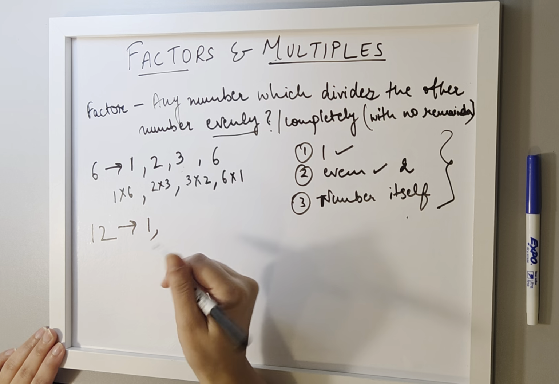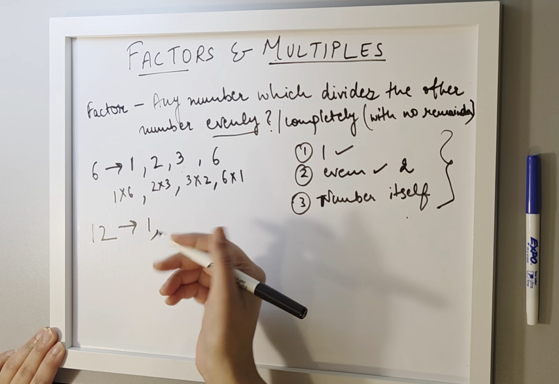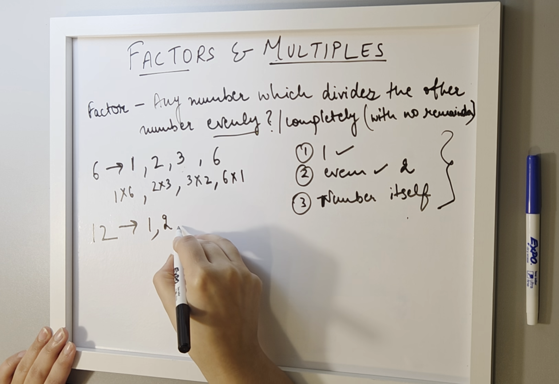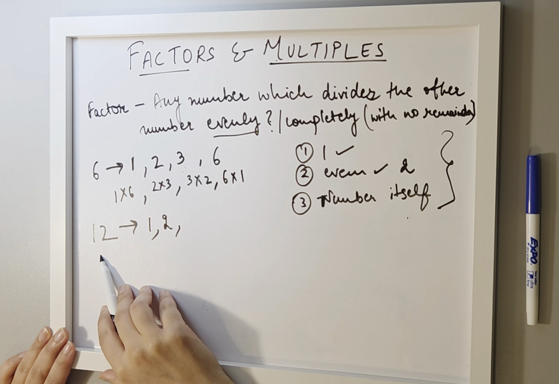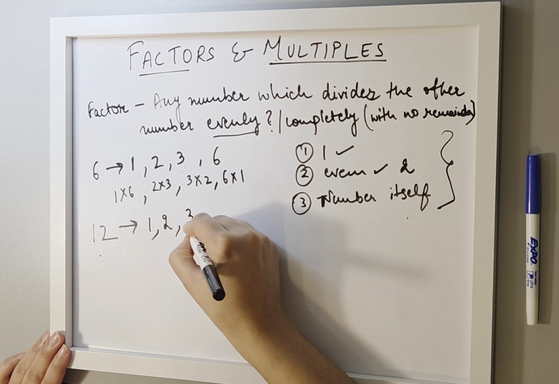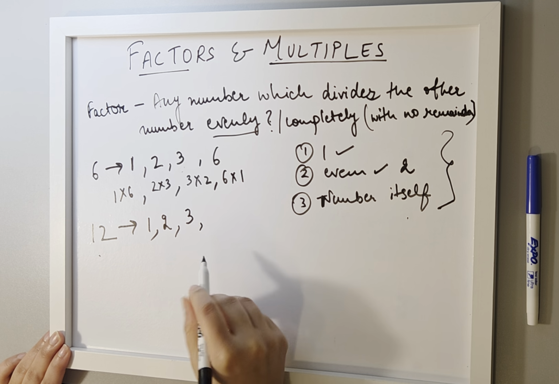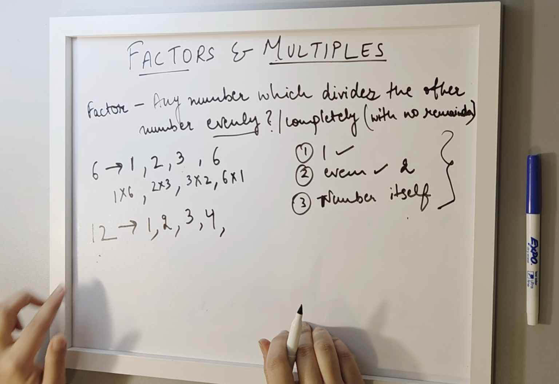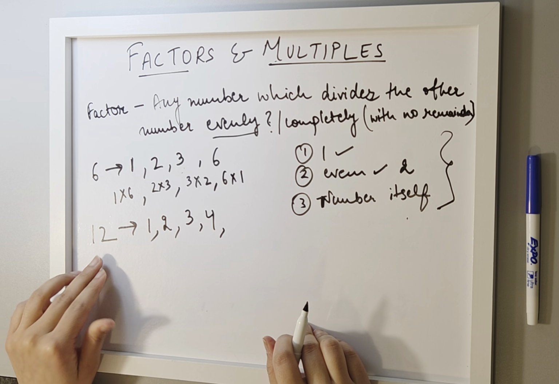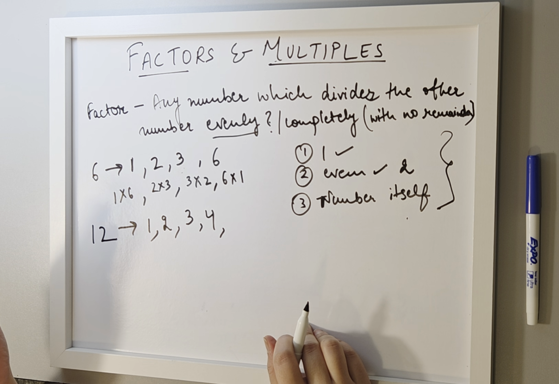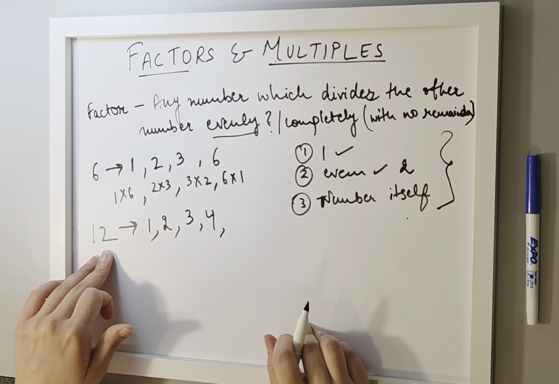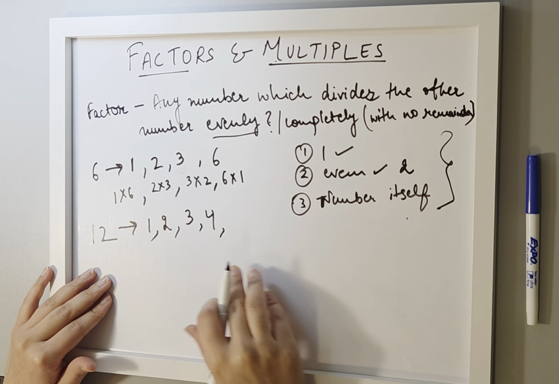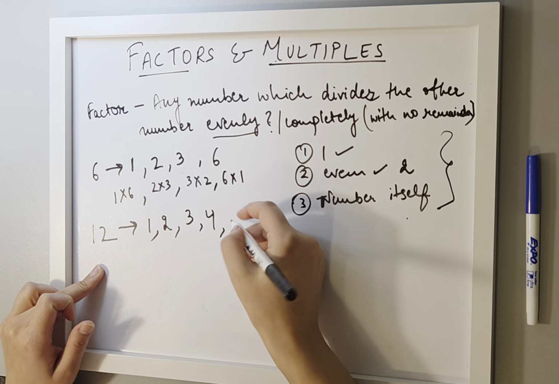Then 2, because it's an even number, and we know 2 into 6 is 12. So 2 is also a factor. Then 3, does 12 come in the table of 3? 3 into 4 is 12. So 3 is also a factor. Then 4, 4 into 3 is 12. 4 is a factor also. Then 5, no. All the values in the table of 5 either end with 0 or 5, so 12 doesn't come in the table of 5. Then 6, yes, 6 into 2 is 12.